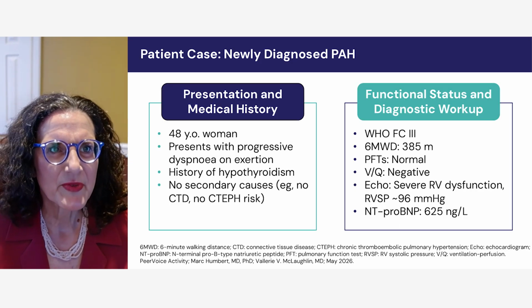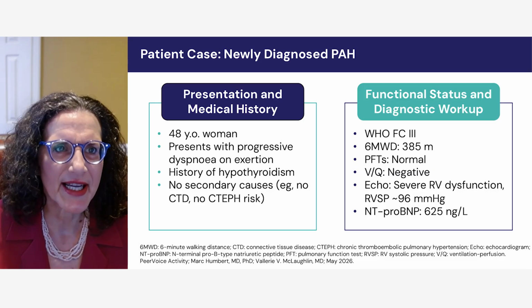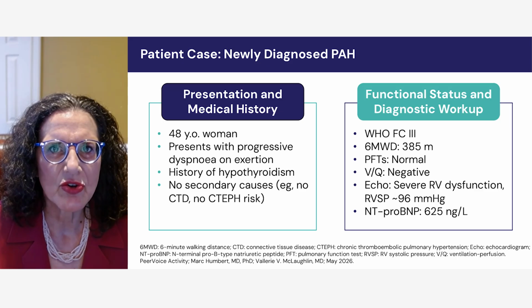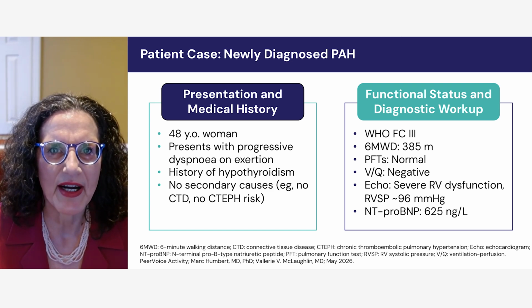So I'd like to share a case with you of a patient that I saw recently diagnosed with pulmonary arterial hypertension. She's 48 and presented with a history of progressive dyspnea on exertion. Her only past medical history was hypothyroidism, and she didn't have any secondary causes of pulmonary hypertension. On the right, you can see her diagnostic workup. The important highlights are that she was functional class 3. Hall walk was suboptimal at 385. She had severe RV dysfunction and an estimated RVSP of 96 on her echocardiogram, and her NT-proBNP was 625.